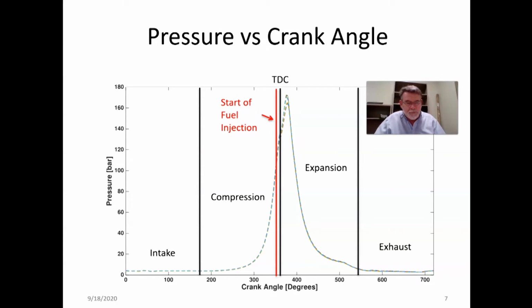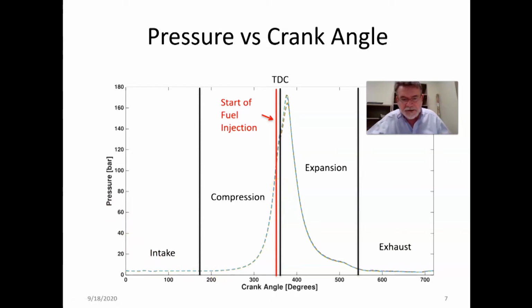What we do is take the crank angle versus the cylinder pressure here. So say we can measure the pressure and the crank angle. We get it easily. It's a signal that comes from an encoder on the crankshaft. So it's pretty easy.